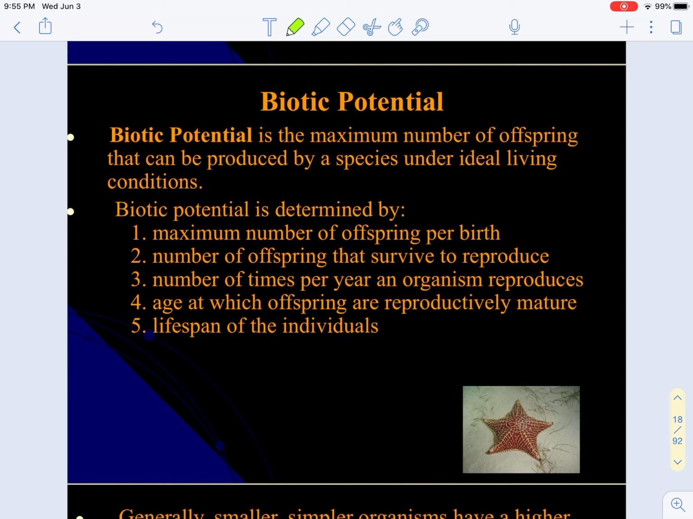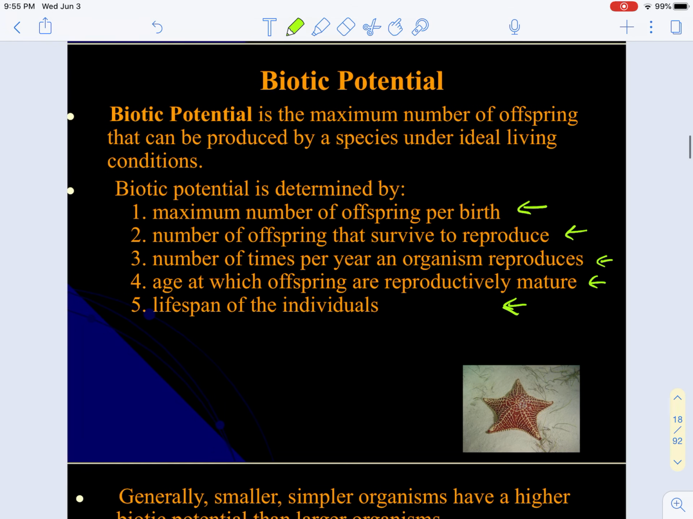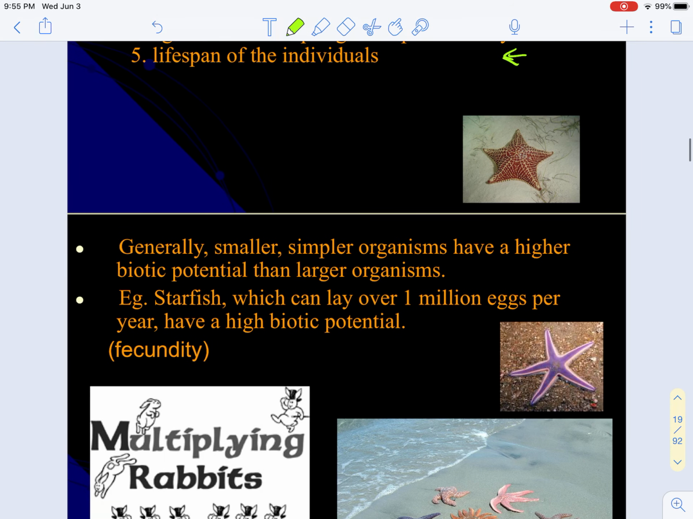Biotic potential, this term means basically how many offspring species can have. And it could be what the max, including all of these factors, the maximum number of babies they have, how many survive to reproduce on their own, how often they have babies, how old they are before they're mature and can reproduce, and their lifespan. So those factors determine whether it's a high or low biotic potential.